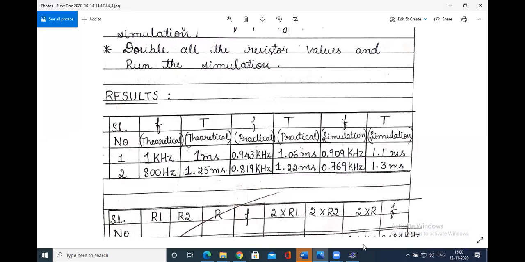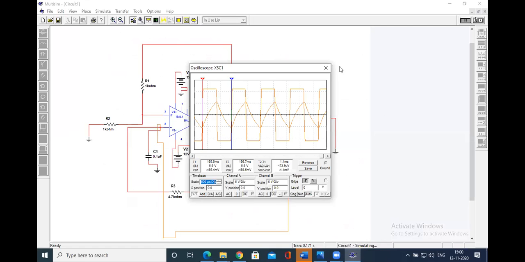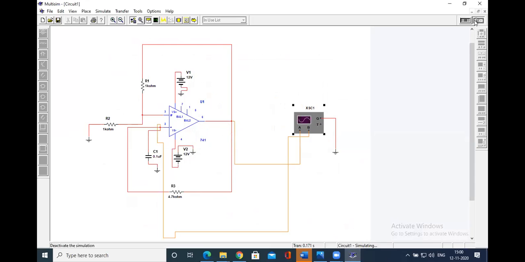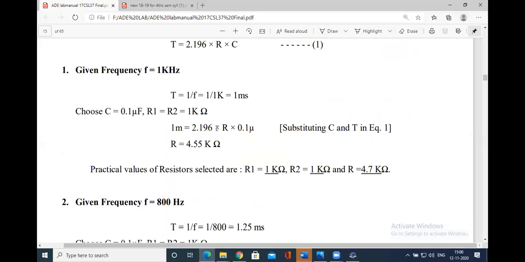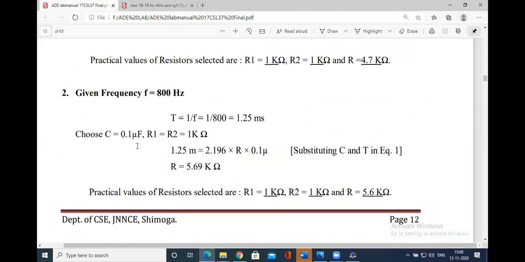Similarly, I will just modify the same simulation part. Now I will close the simulation. I'll turn off this button so that the simulation is closed. Now coming to the concept, if in the second case F equals 800, you do certain calculations, right?